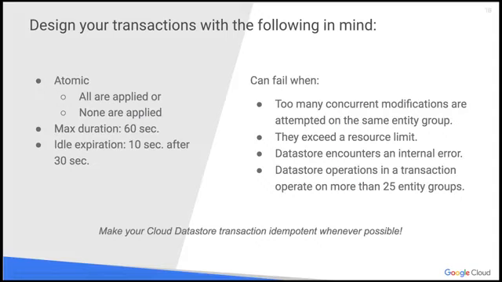If your application receives an exception when committing a transaction, it does not always mean that the transaction failed. You can receive errors in cases where transactions have been committed and eventually will be applied successfully. Whenever possible, make your Cloud Datastore transactions idempotent so that if you repeat a transaction, the end result will be the same. An idempotent operation is one that has no additional effect if it is called more than once with the same input parameters.